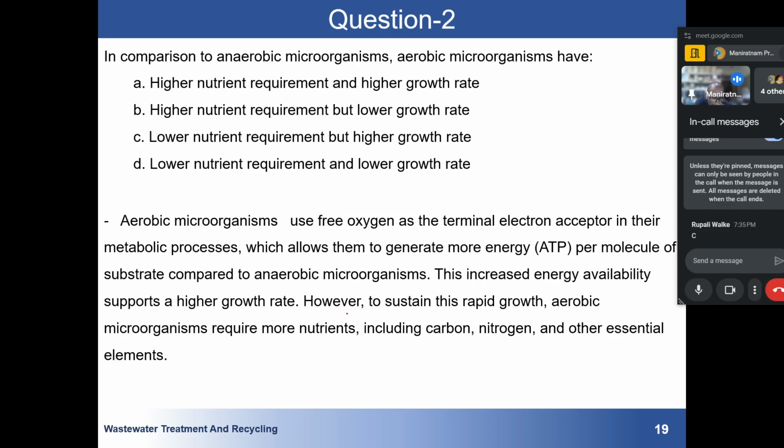So simply, you can see that for aerobic, the answer lies in this option only, as aerobic microorganisms produce more energy and all these things. And how do we come to know that it produces more energy? That is from theory, so I have not explained here how.